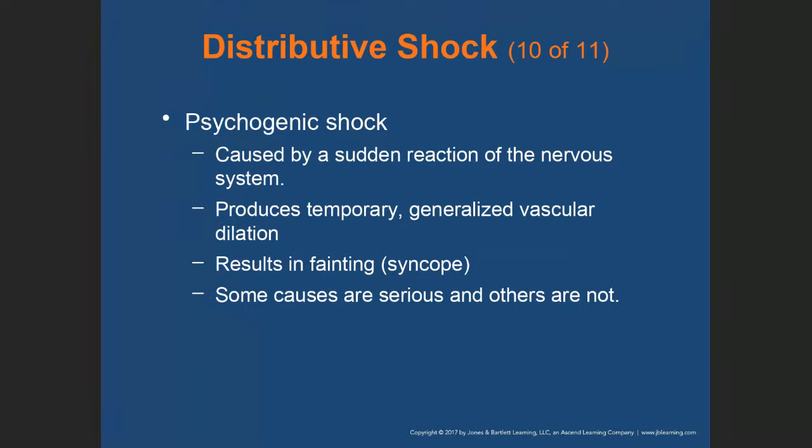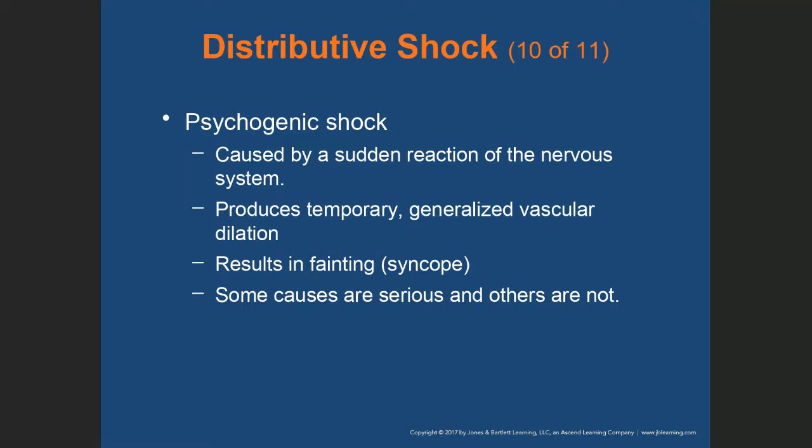The final distributive shock is going to be psychogenic, which is the easiest one to remember. Psychogenic shock is the same as fainting. Now, the pathophysiology is that for a brief moment, the blood vessels that supply the brain with blood temporarily dilate, and when the blood flow to the brain is decreased, the patient passes out.